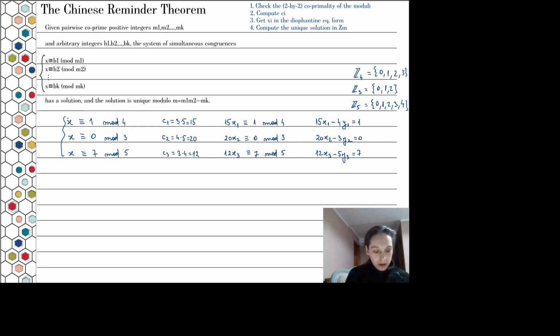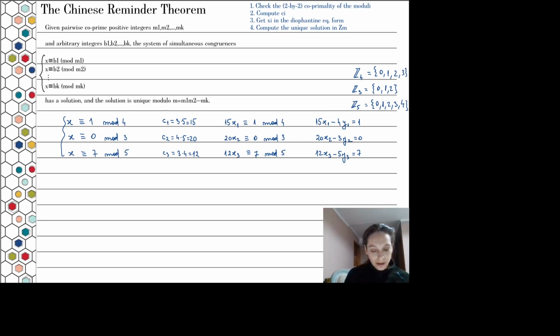We have the unknown x here, which is congruent to 1 modulo 4, congruent to 0 modulo 3, congruent to 7 modulo 5. As you can see here, there are 4 steps to do. In the first place, we have to check that the moduli are 2 by 2 co-prime. So 4, 3 and 5 are 2 by 2 co-prime, so this is checked. Next, we have to compute Ci, C1, C2, C3.